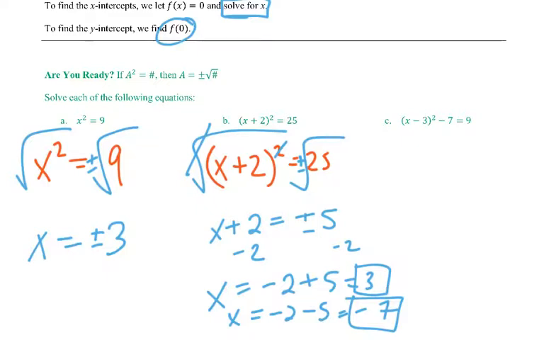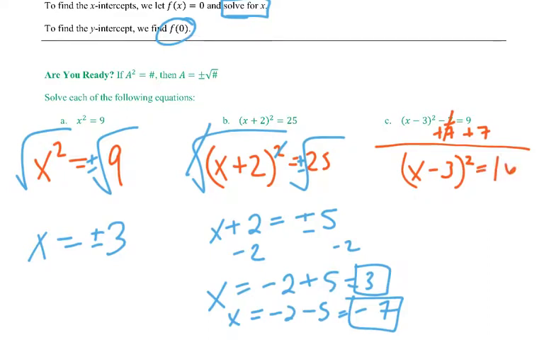For the last one, x minus 3 quantity squared minus 7 equals 9. We first need to move the 7 from the left-hand side to the right-hand side. So I do the opposite of subtracting 7, which is adding 7. And again, to keep my equation balanced, what I do on one side, I have to do on the other. So I end up getting x minus 3 quantity squared equals 16. Now I can take the square root of both sides. Again, that's going to give us a positive and negative result.